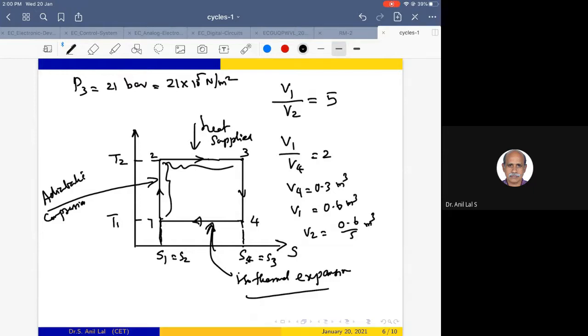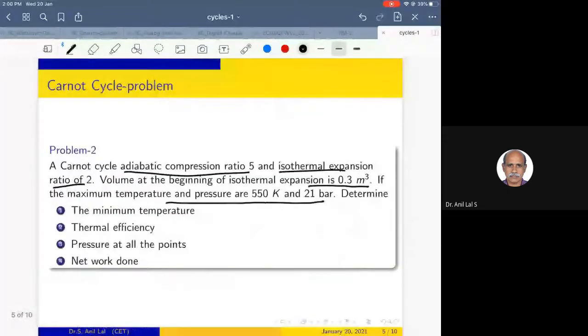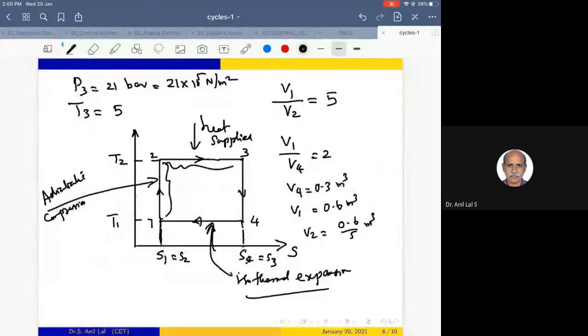And the maximum temperature is also here, because heat is supplied during 2-3. The maximum T3 is equal to 550 Kelvin. It is given in Kelvin, there is no doubt. So these are the given data and you have to solve this problem.